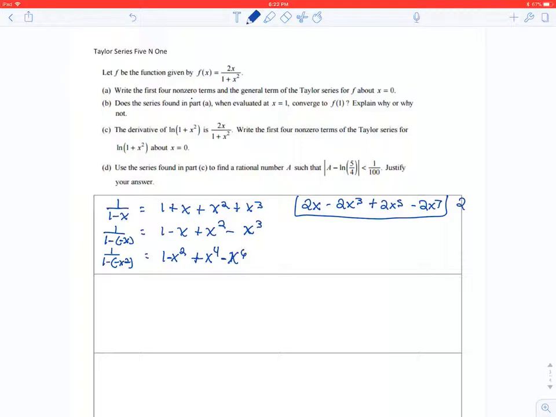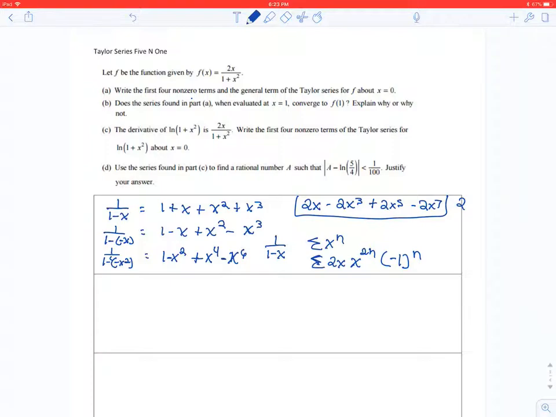And then to write the nth term, we have to remember the nth term for 1 over 1 minus x. The nth term for that is simply x to the n. So I can build upon this the same way I did before to get the nth term. We see that we're multiplying each time by 2x, and then I am squaring x to the n, so that would be x to the 2n. And then it's alternating, so I'm multiplying by negative 1 to the nth. So that is the nth term.